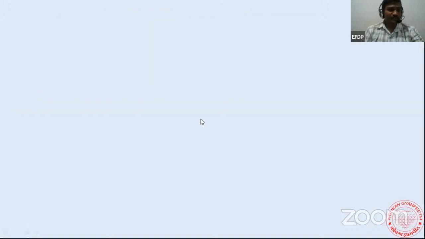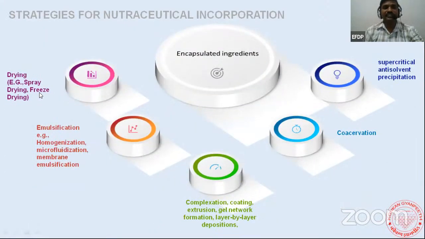Then other methods, likewise drying, spray drying, freeze drying, then emulsification, homogenization, microfluidization, membrane emulsification, then complexation, coating, extrusion, gel formation, layer by layer deposition and coacervation, and finally supercritical anti-solvent precipitation. So these are the various encapsulation methods that have been utilized. These are very important aspects of nutraceutical delivery, or innovative delivery of the component.